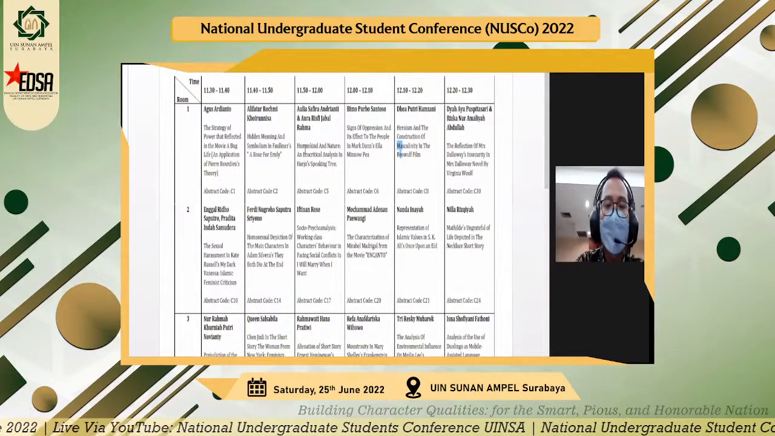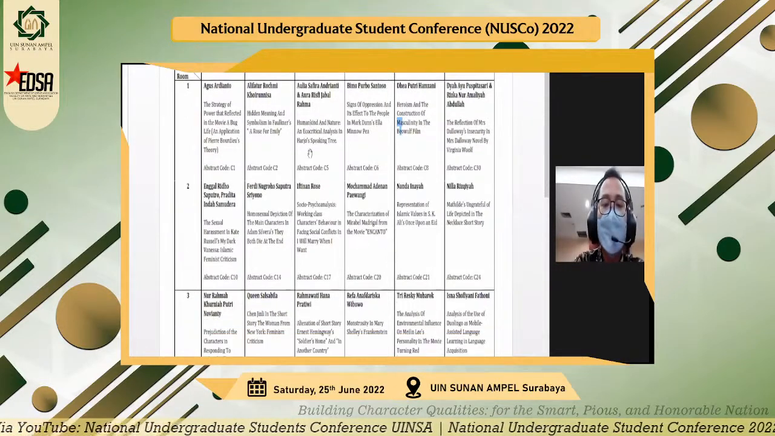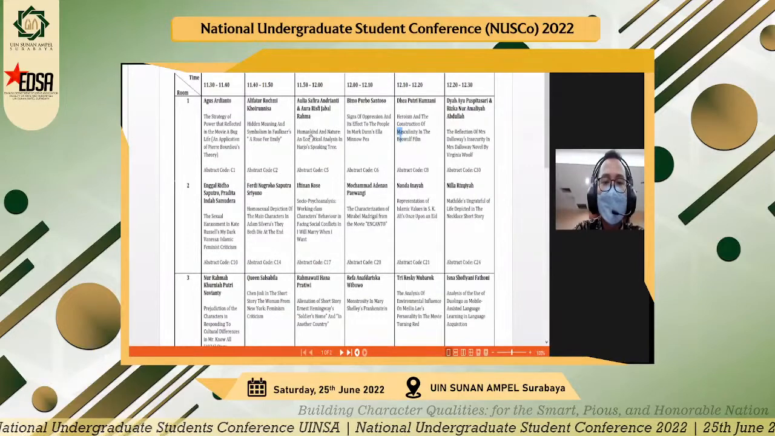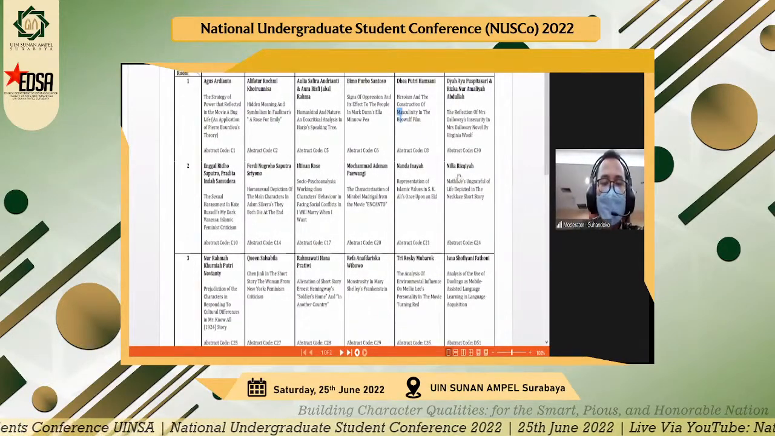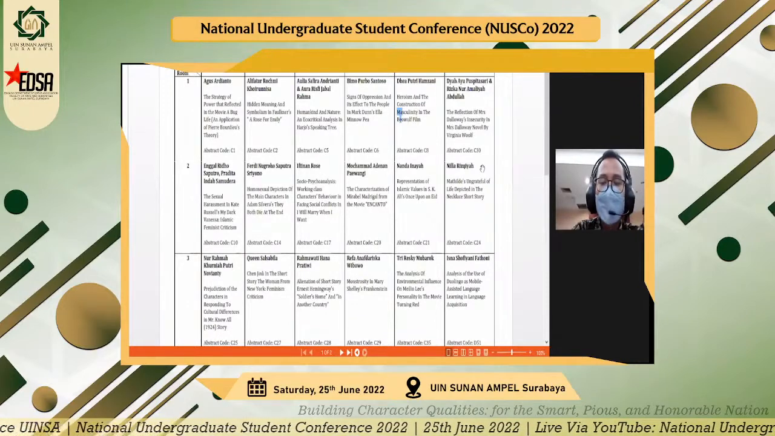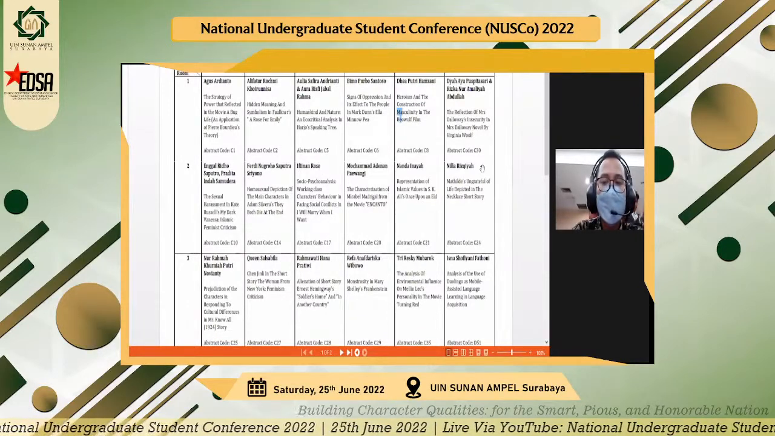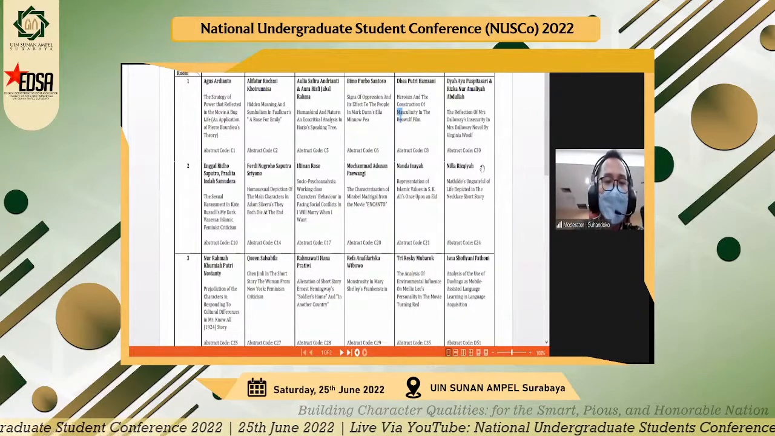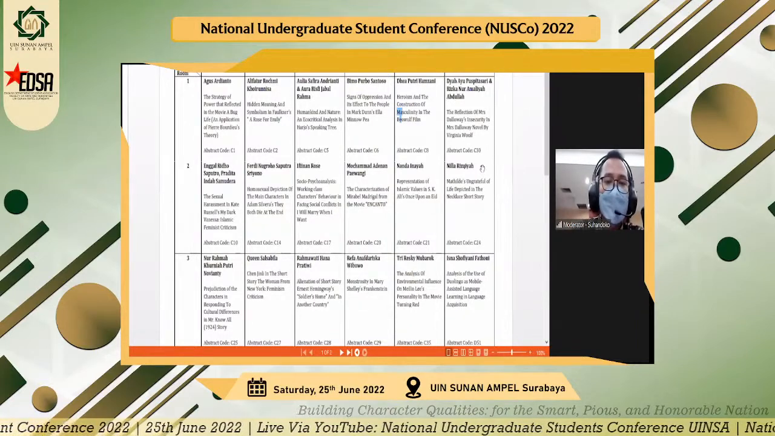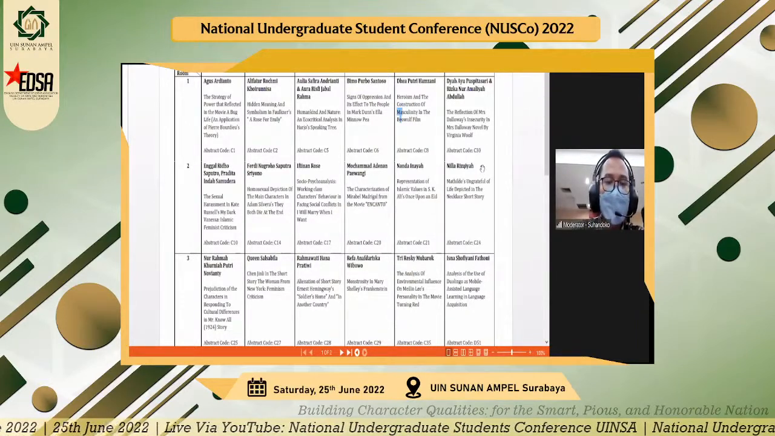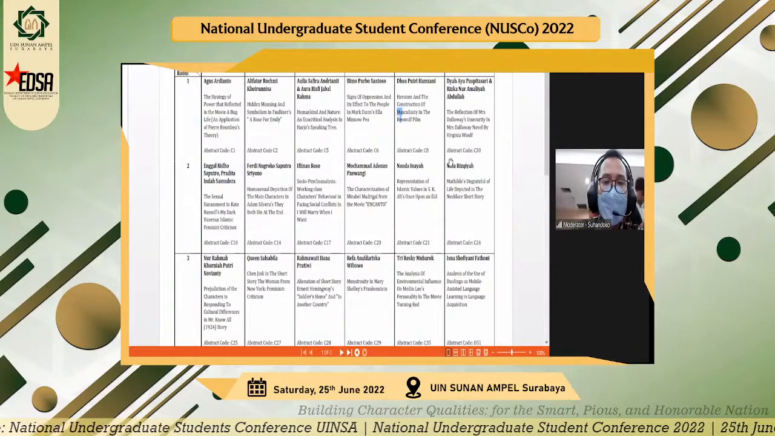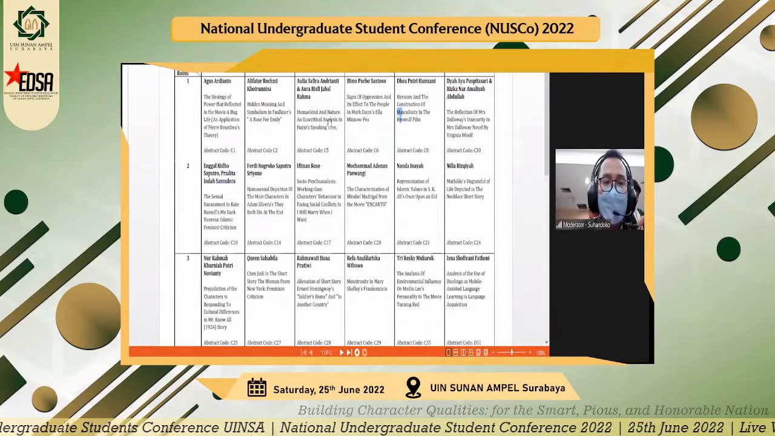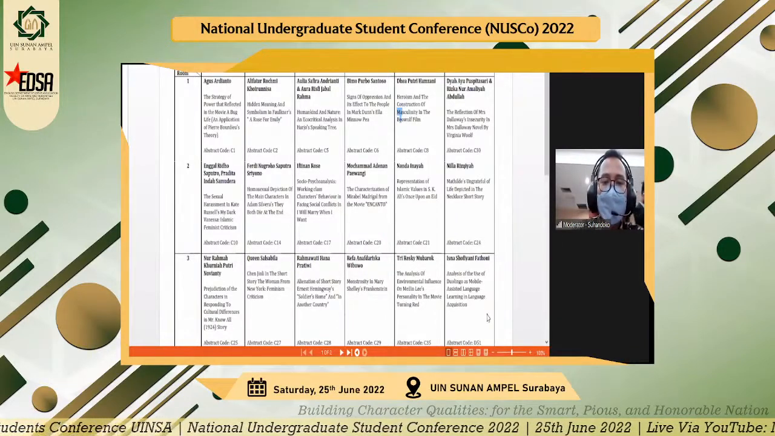The moderators of the parallel session will explain the rules of the parallel sessions in the breakout rooms. So for the presenters, please join the room as assigned in the schedule, room 1, 2, 3, 4, 5, 6. And for the participants, you are allowed to join any room, if you are interested in attending.